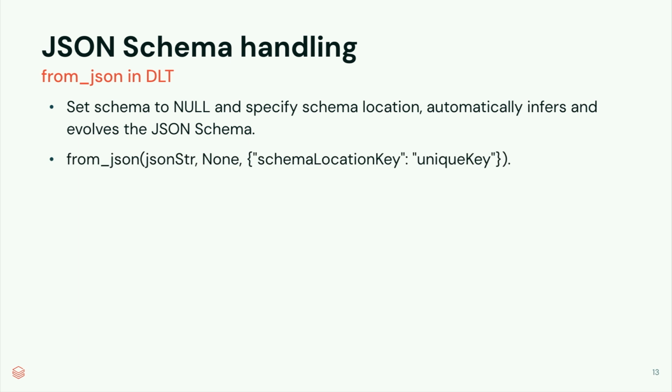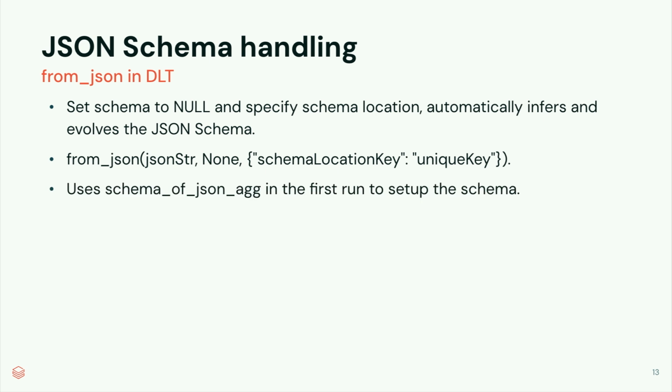Here is how the syntax of from JSON looks. You can see that schema is null, and we have to specify the schema location though. Schema location is where you're telling it to store the inferred schema of your JSON data, right? And it is managed by DLT, meaning if the pipeline is deleted, it's going to be deleted, but it is managed by the DLT environment.